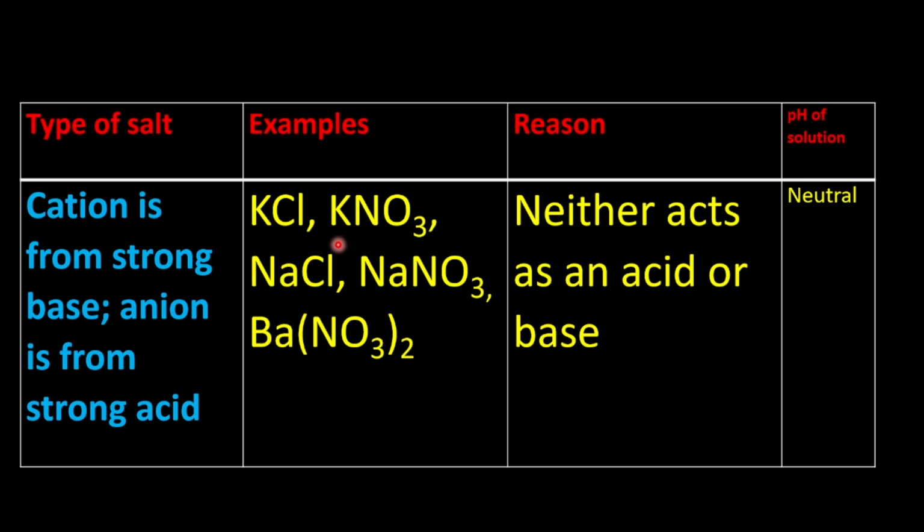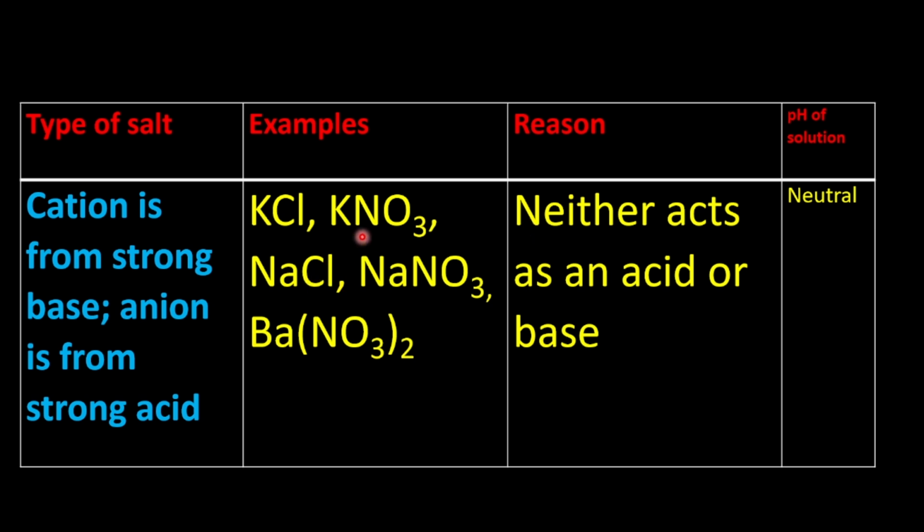So now let's look at the first one here. We have type of salt. So cation from strong base, that is anion from strong acid. We have examples here, KCl, KNO3. Now if you look at K, we can get KOH, so that is from a strong base. HCl, that is from a strong acid. So when they combine, you should be having a neutral solution. That is, the pH of the solution should be neutral.